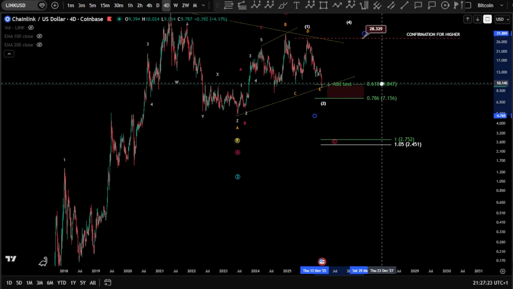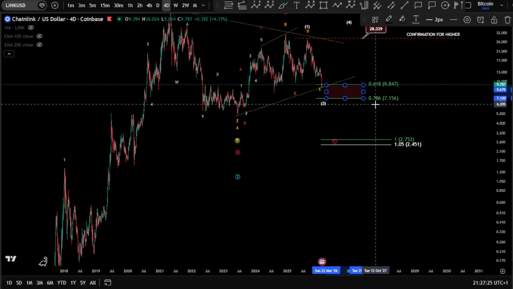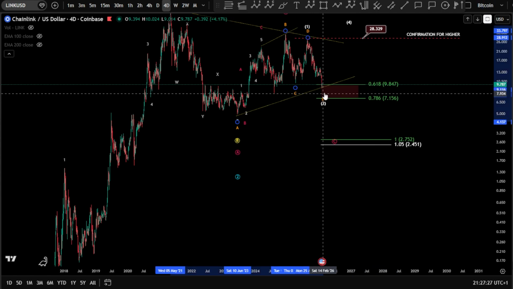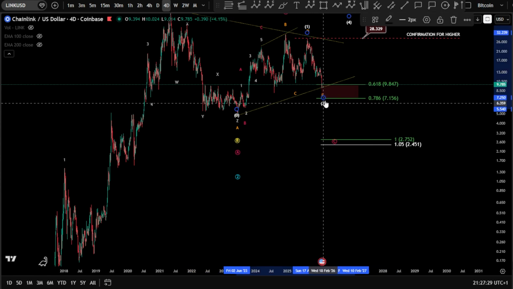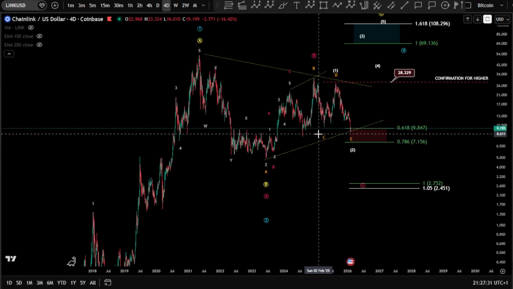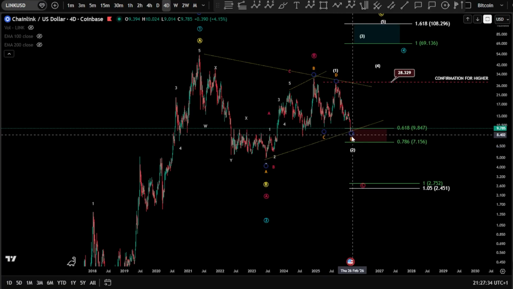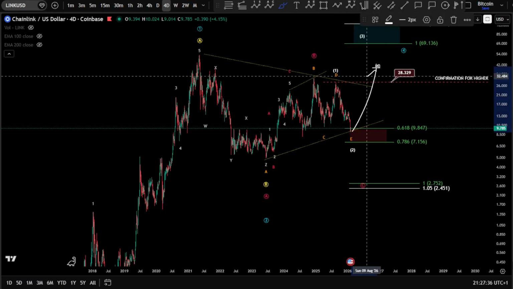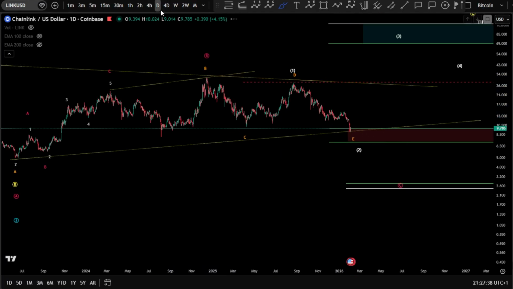This wave 2 so far has reached our testing area as expected in the red zone here, and we are estimating that this is going to be something like a correction wave 2. Well, we would like to see, of course, continuation toward the upside.